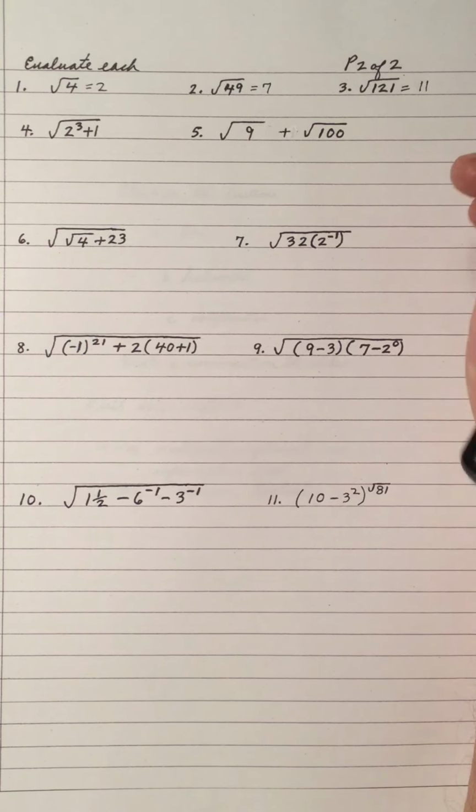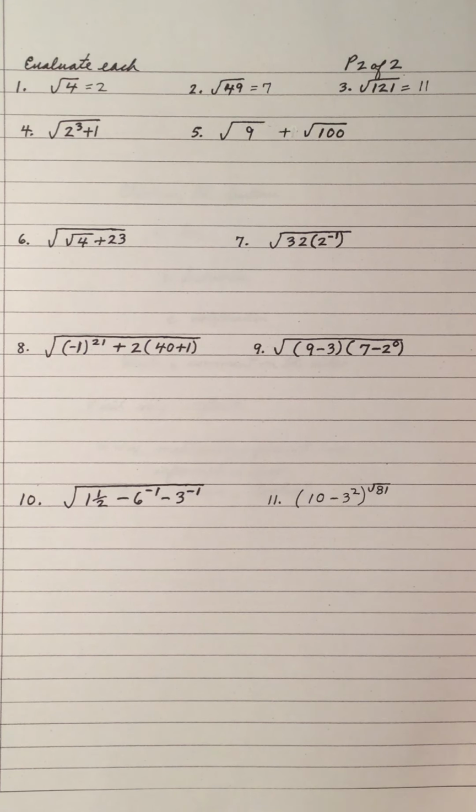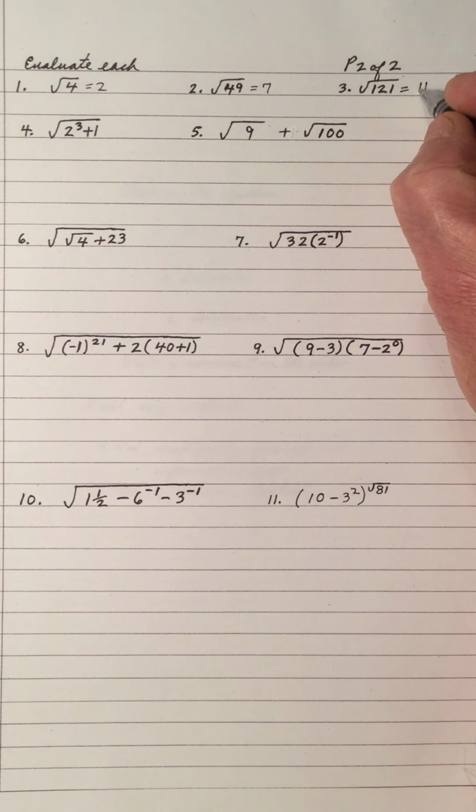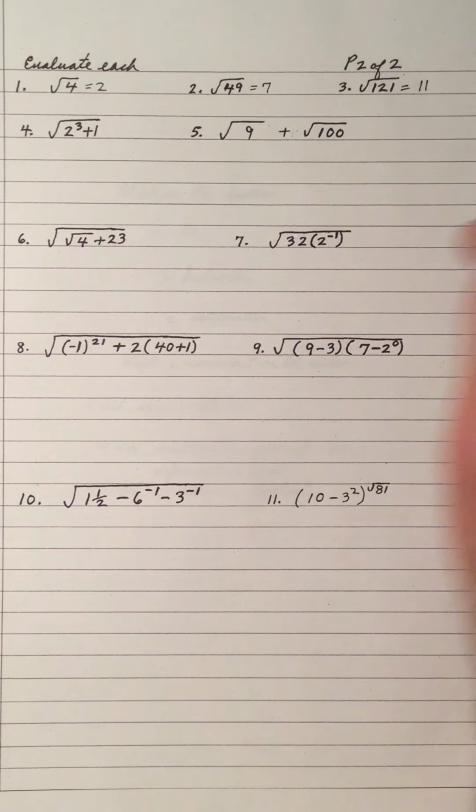Remember, if you memorize the squares, the perfect squares from 1 to 225, that's from 1 squared to 15 squared, then it's easy to know the perfect squares and easy to work out most problems.